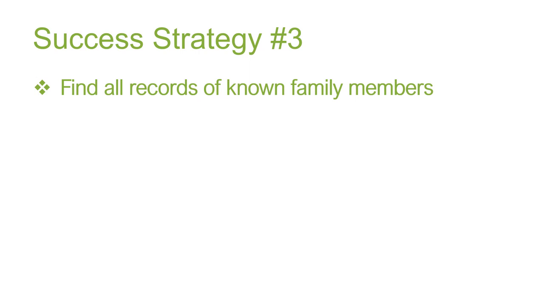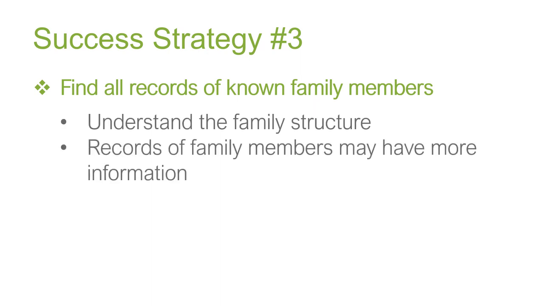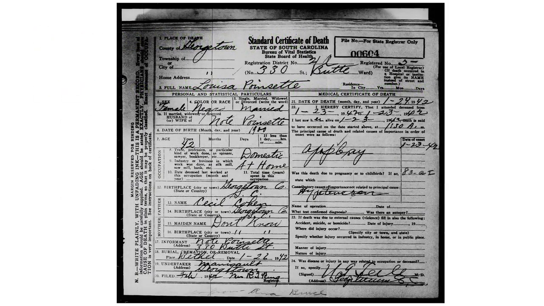Success strategy number 3 is to find all the known family members. This will help you understand the family structure. Records of family members could also have more information than the records of your ancestors. Siblings of your ancestors are especially important when looking for their parents and grandparents because they usually have the same ones. Let's look at an example of how you can use a sibling to find an ancestor's parents.